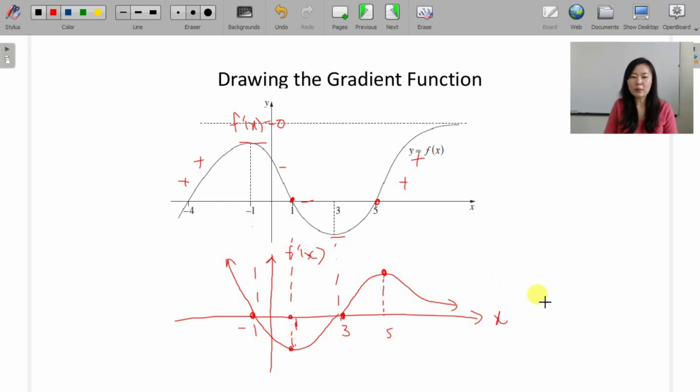All right, so to summarize, start with stationary points, f dash x is 0. They are intercepts. Positive sloping means it's above the x-axis. Negative sloping means below the x-axis. Positive sloping, above the x-axis. And this one actually approaches 0 because the gradient is approaching 0. And inflection points are turning points on the derivative function. All right, so hopefully that helps.